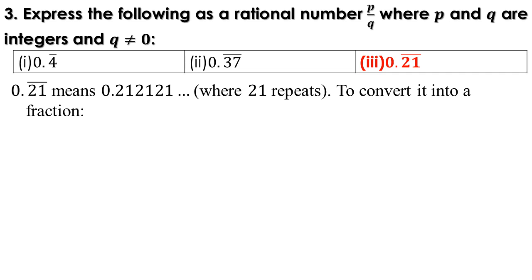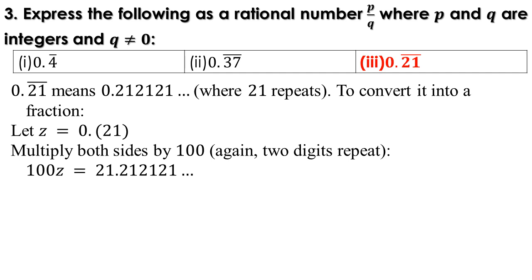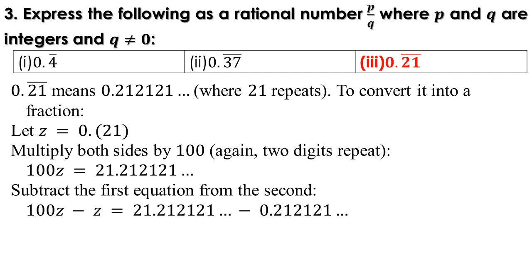Finally, let's take a look at 0.21 repeating, which means that 21 repeats forever: 0.212121 and so on. Let's call this number z. So, z equals 0.21 repeating. Just like before, we multiply both sides by 100 to shift the decimal 2 places to the right. So, 100z equals 21.212121 and so on. Now subtract the first equation from the second.